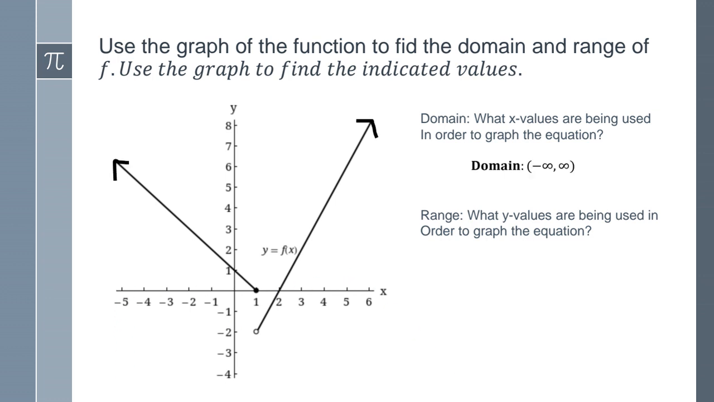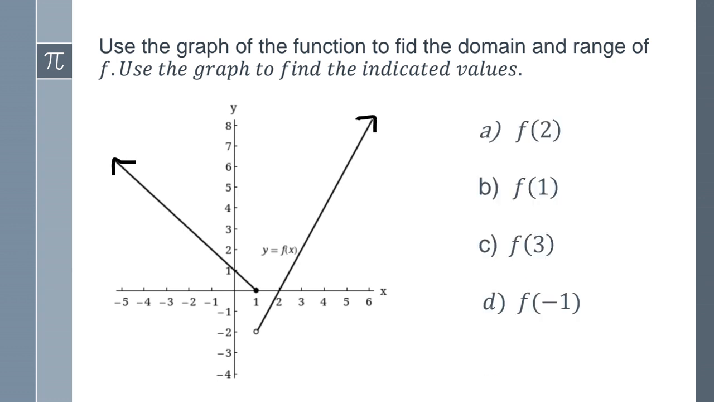Now for y, my smallest y value is -2. But I'm not using -2 because it has an open circle, so I would use a parentheses. So -2, and then all of these y values are being used, because any y value I pick here, if I go across, I'm going to land on the graph. So my range goes from -2 to +infinity.